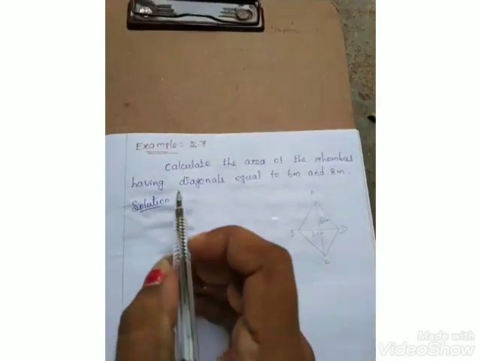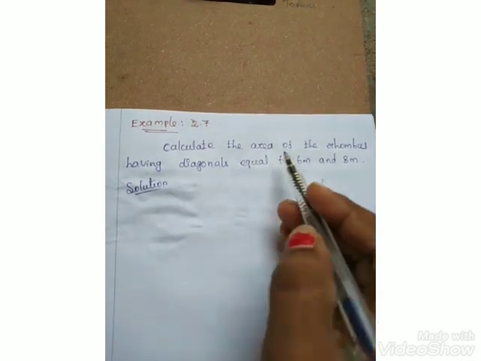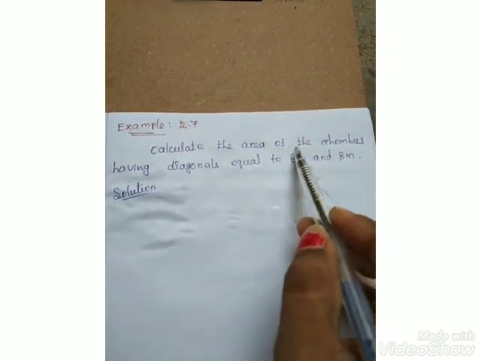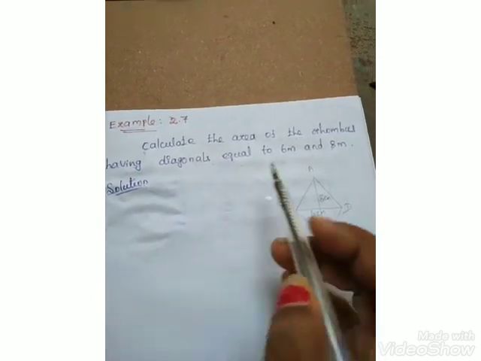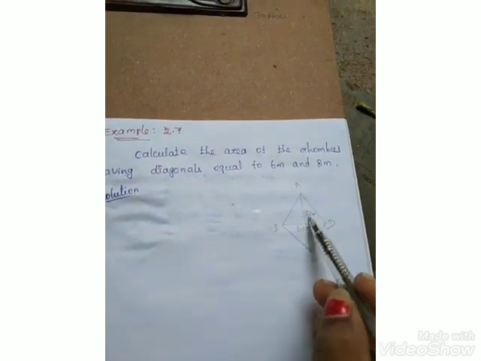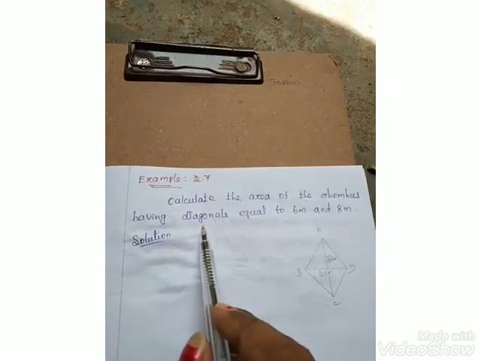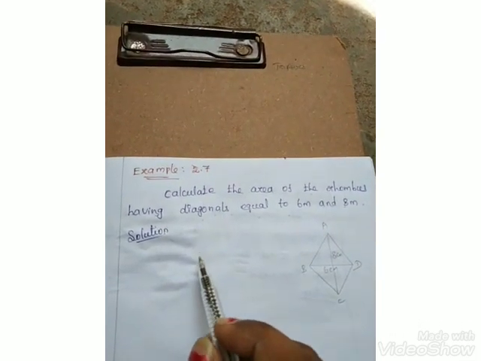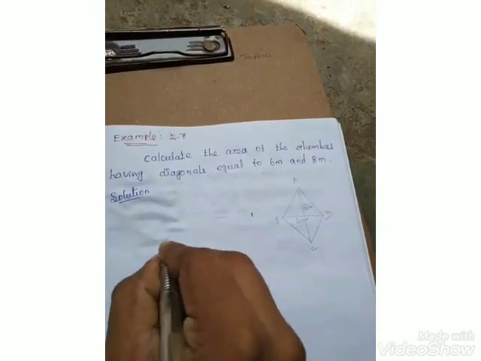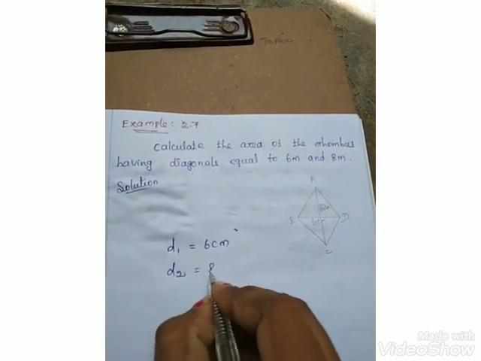Next one, see example 2.7. Calculate the area of the rhombus having diagonals equal to 6 meter and 8 meter. Listen. Area of the rhombus having diagonals, one is 6 centimeter and another one is 8 centimeter. Already I told you the area of a rhombus having diagonals, what is the formula? Half into d1 into d2 square unit. So given that d1 is equal to 6 centimeter and d2 is equal to 8 centimeter.